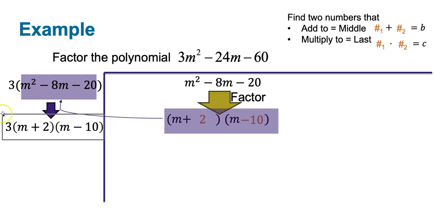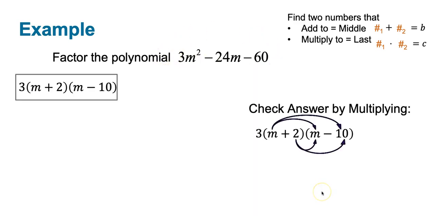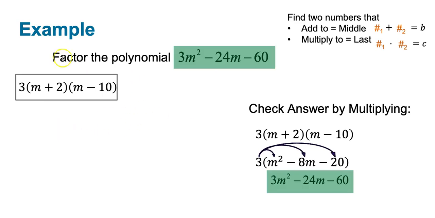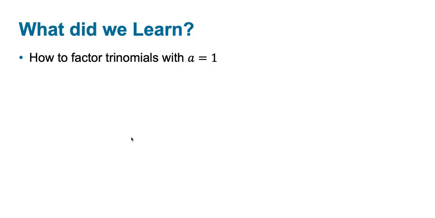So don't forget to include that 3, the GCF, that we factored out in the beginning. If you just put this as your answer, that would be wrong because that does not equal the original polynomial. We have to include the 3 in order for this to equal the original. As always, we should check our answer by multiplying. To multiply, first we can FOIL the two binomials, giving us this. Next, we can distribute the 3, giving us this. Does that equal the original polynomial? Yes. Therefore, our factorization is correct. We learned how to factor trinomials with the leading coefficient of 1.